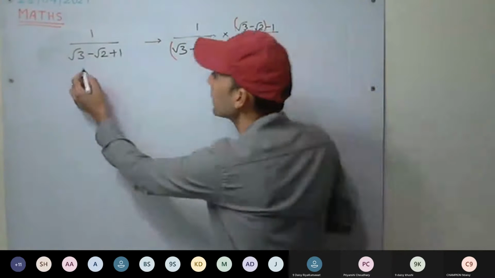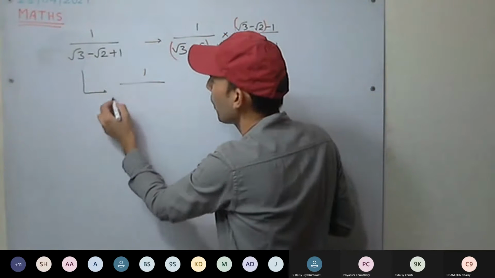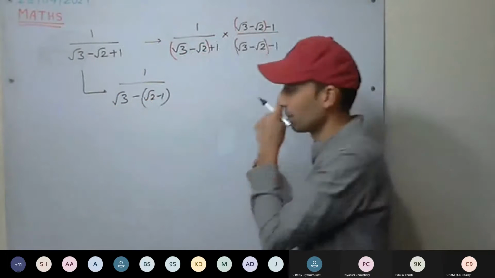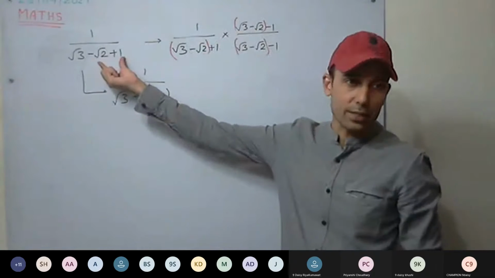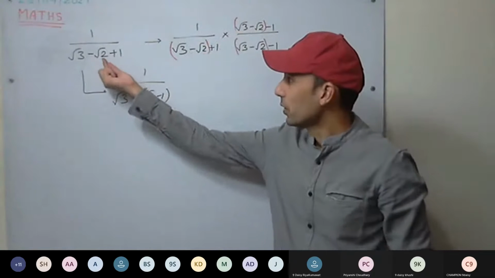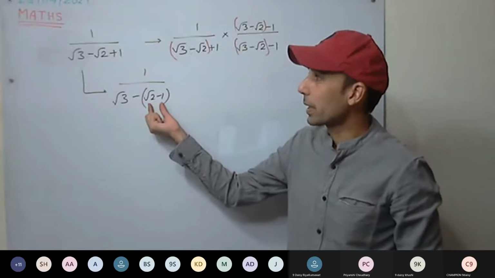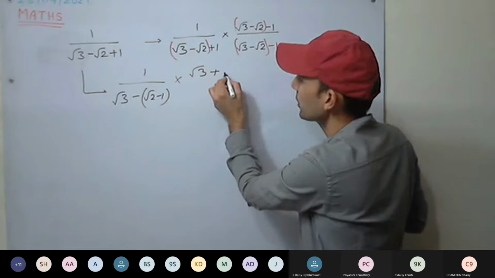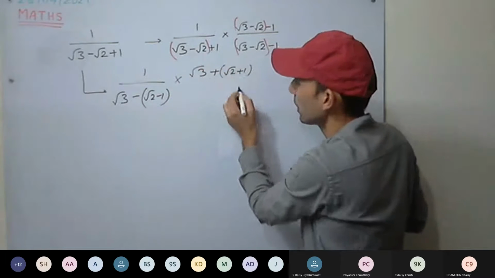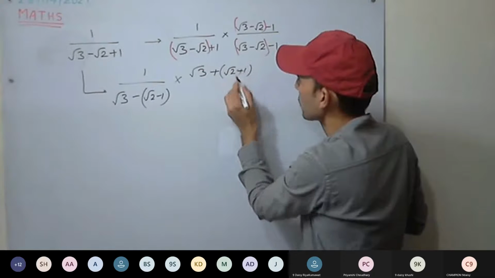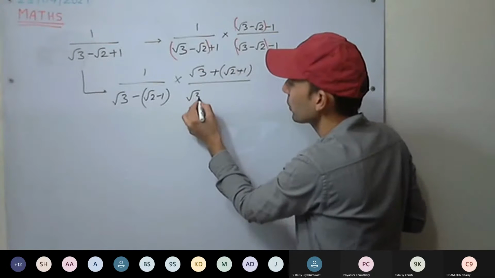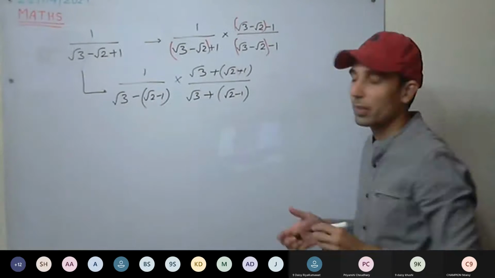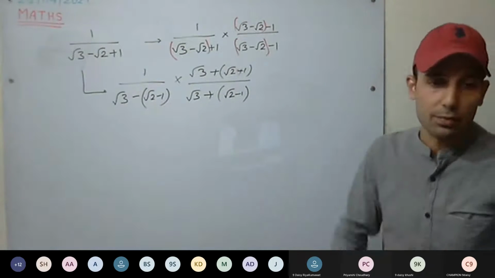And the other way is 1 upon root 3 minus root 2 minus 1. This time we are considering this as one term. Root 2 minus 1 we have taken in a bracket. Now root 3 plus root 2 minus 1 divided by root 3 plus root 2 minus 1. We can rationalize. Okay, solve this one, everyone.